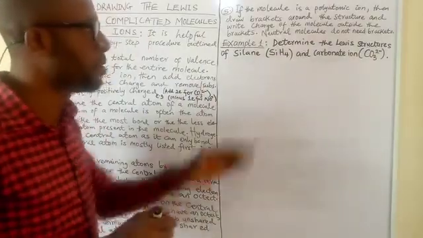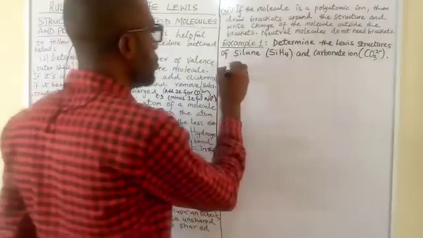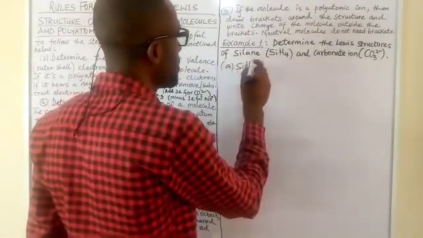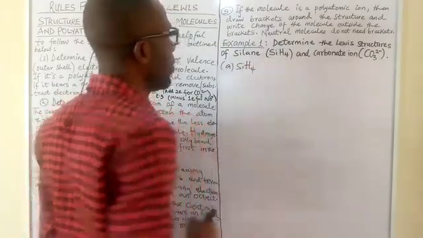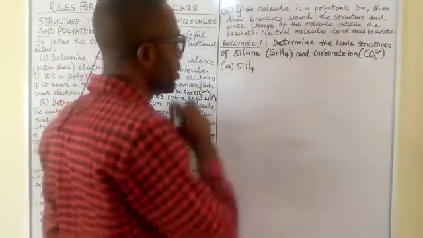So the first example they gave us here is they said, determine the Lewis structures of silane molecule and carbonate ion. So we're going to do that quickly. So the first one is silane. Silane is silicon bonded to hydrogen. Of course, hydrogen here has an atomicity of 4.